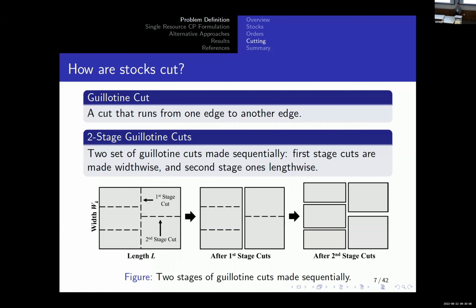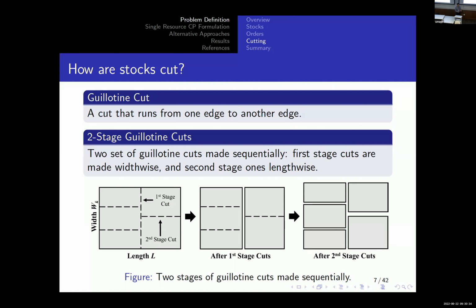So now that we know what a stock is and what an order is, how can we relate the two? We relate the two by defining the cutting process. Industrial cutters often use something called the guillotine cut, or for the French audience here, guillotine, à la française. The guillotine cut is essentially the type of cut that runs from one edge of the underlying object all the way to the other edge.